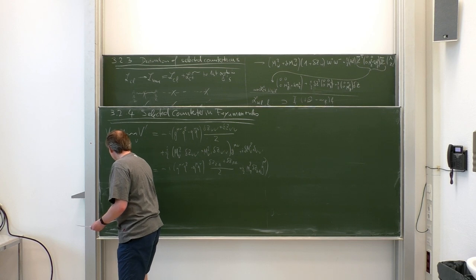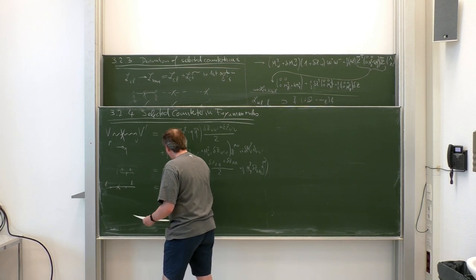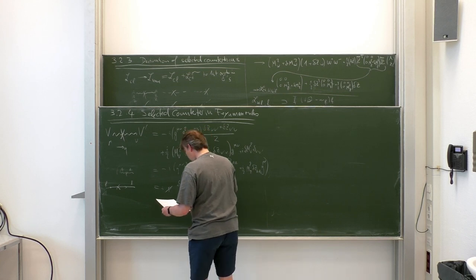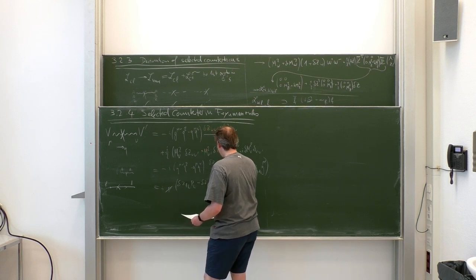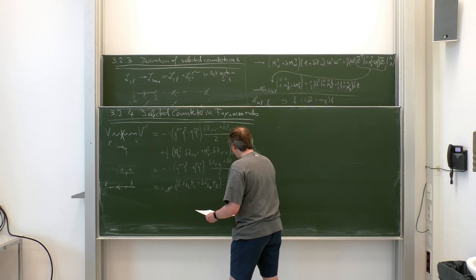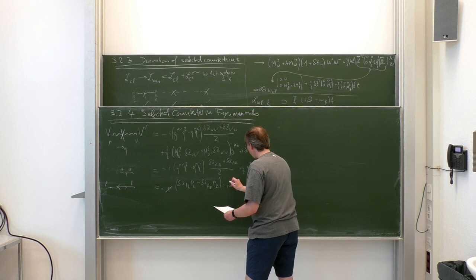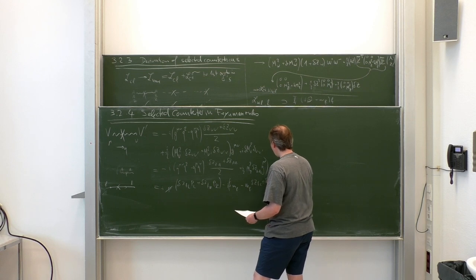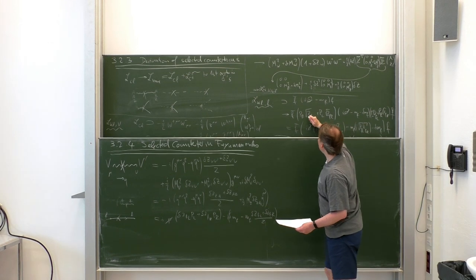The fermion counterterm FF is simpler. i times p-slash (delta Z_FL times P_L plus delta Z_FR times P_R) minus i times (delta M_F minus M_F (delta Z_FL plus delta Z_FR) divided by 2). This is directly to be read off from our Lagrangian.